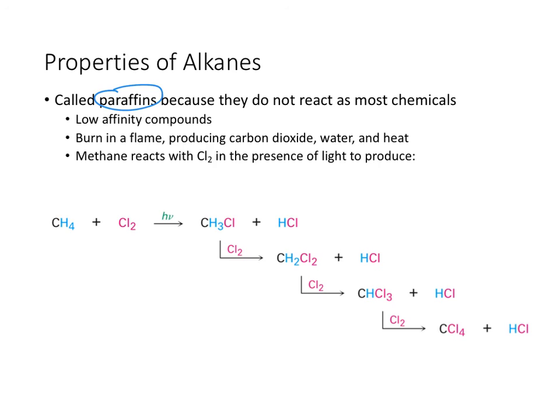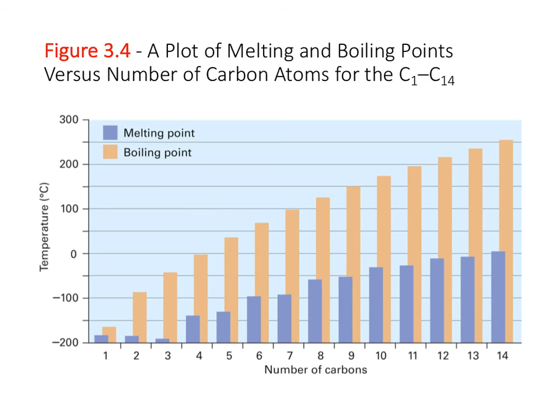It is difficult to convert alkanes into other types of organic compounds. However, you can halogenate them. This is an example of methane being treated with chlorine to form carbon tetrachloride. And that occurs through what's called a radical process.